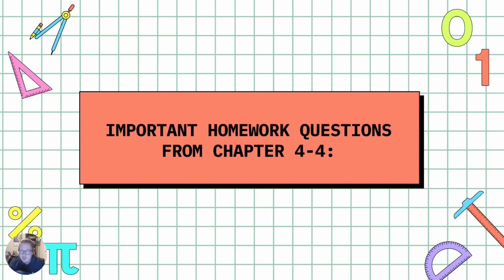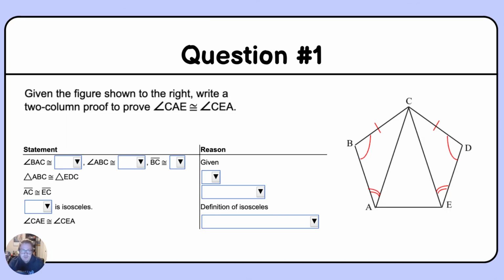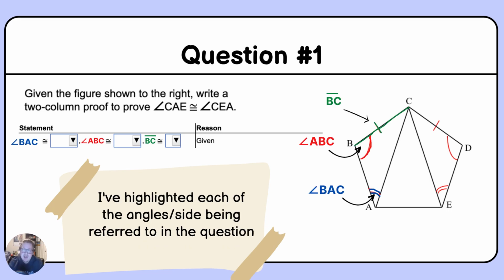All right, so here are some homework questions from chapter 4-4 that I need you guys to go over. So here's question 1. Okay, you're not going to have any proofs, all right? You're not going to have any ones like this on your test. But in this question, there are a lot of really important concepts, okay? So the first thing we need to understand is what angles and sides we're even talking about on this first line, right? What is angle BAC? Again, you have to be really, really good with these kinds of concepts. If you don't understand what angles are being talked about, like when I say angle BAC, you're going to have a horrible time on the test.